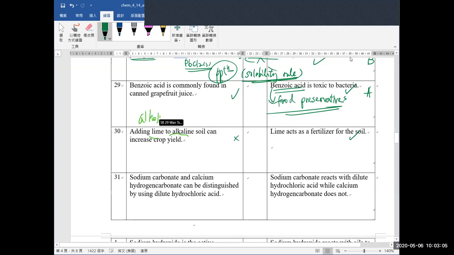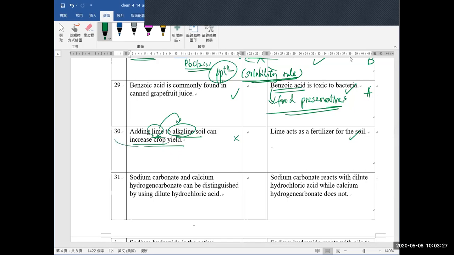Now, take a look at the first statement. Adding lime to alkaline soil can increase crop yield. Worse, even worse, right? Even worse, because lime is something basic. Added to alkaline soil, it will make the soil even more alkaline. So the first statement is wrong.